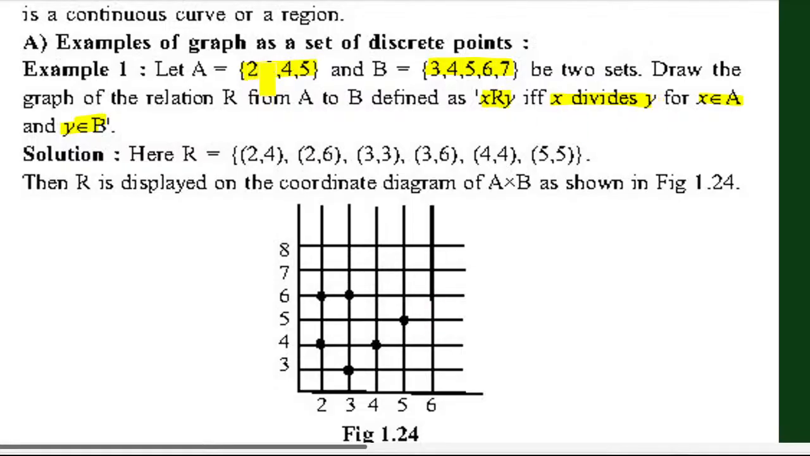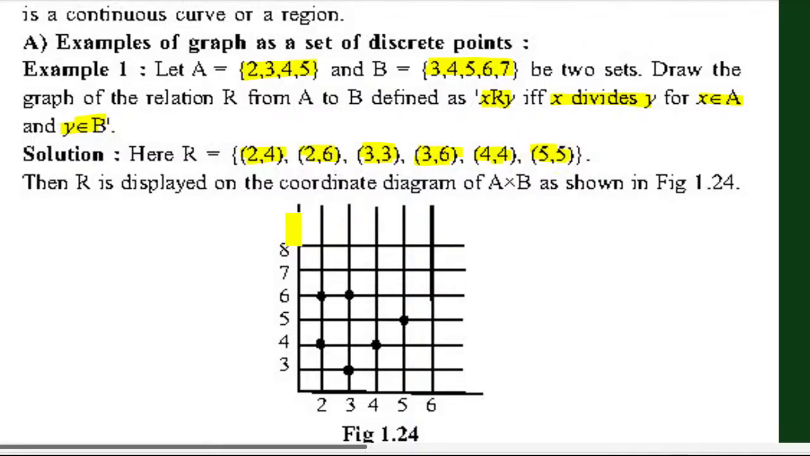So 2 and 4, and 2 and 6, since 2 can divide 6. 2 and 3 is not possible. Then we have 3 and 3, yes, 3 and 6, 4 and 4, 5 and 5. So the element in A should divide the element in B. So we have got this relation: (2, 4), (2, 6), (3, 3), (3, 6), (4, 4), (5, 5).